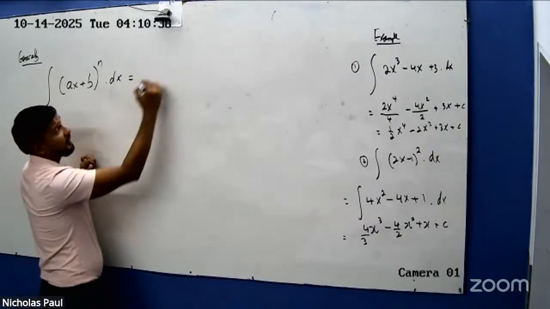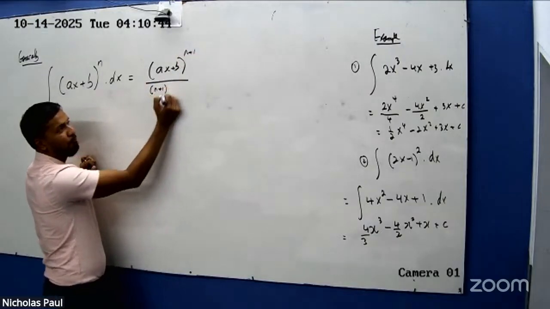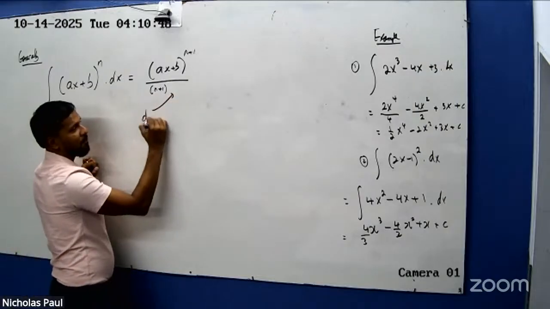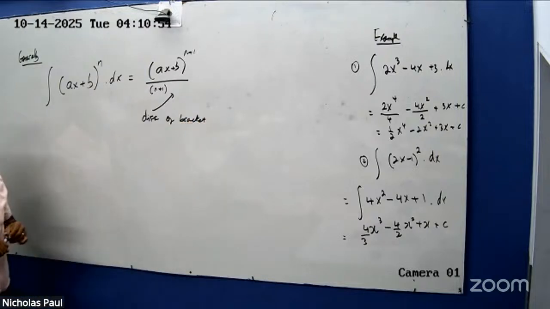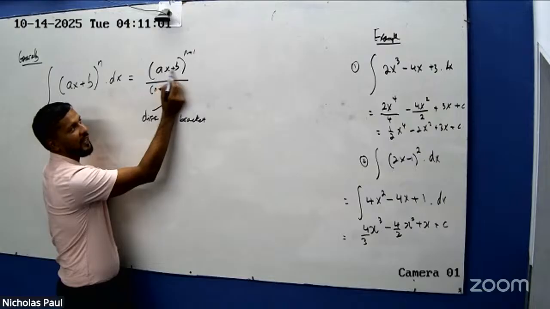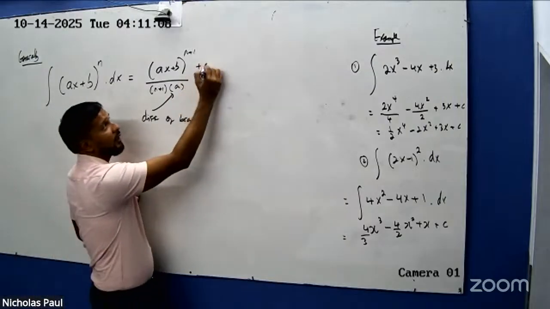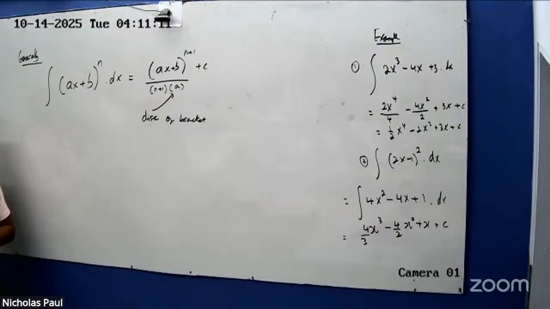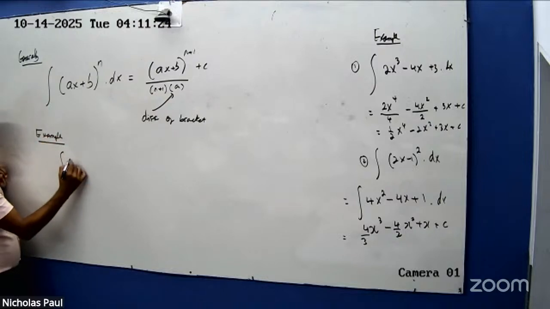To integrate, you write back whatever is in the bracket, right? Add 1 to the power, divide by the new power, and divide by the differential of the bracket. Right, the differential of the bracket. So what's the differential of ax plus b? A. Plus c. So that's the way we integrate. You recognize that within the integration, we had to be able to differentiate. So you have to be able to differentiate.